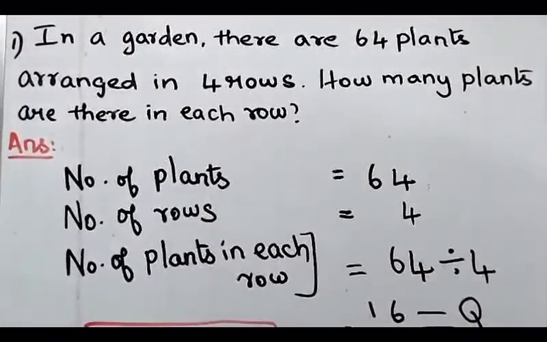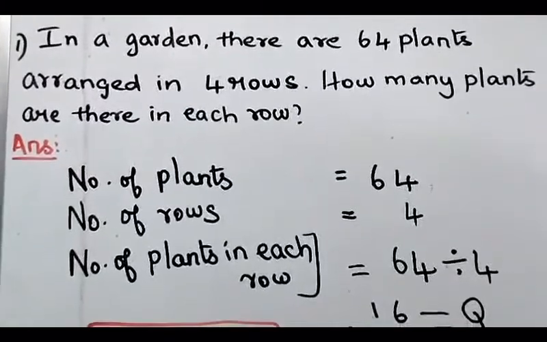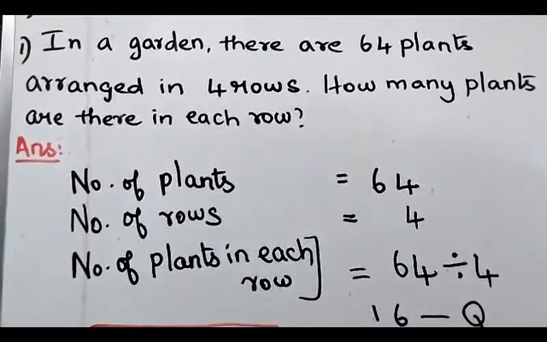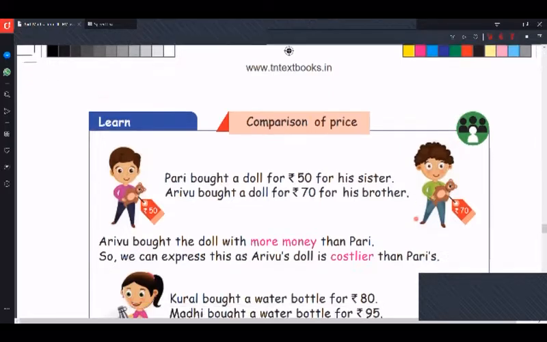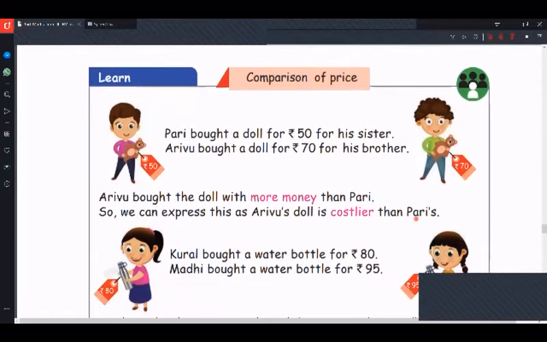Okay, shall we move on to today's topic? Okay, children, get ready with your textbook. Children, take out your Samacheer textbook. In that, page number 40, comparison of price. It is a money concept, okay? Comparison of price, page number 40.